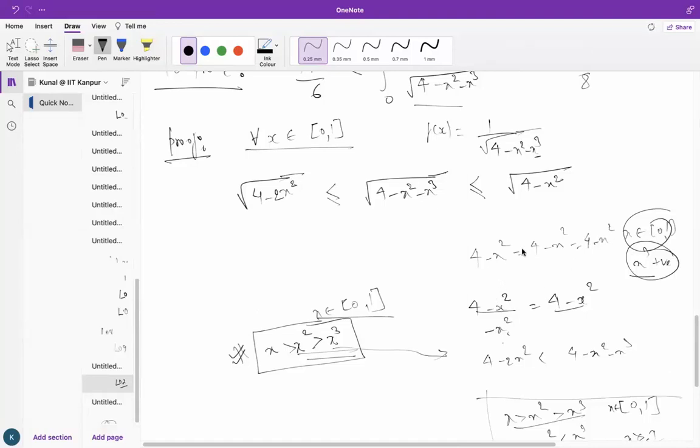Now what I'm doing here is just subtracting x³ from there and x² from there. Now we know that x² is greater than x³, so this value is less than this value, and this value we already proved is less than or equal to this value. So what we get from here is √(4 − 2x²) is less than or equal to √(4 − x² − x³), which is less than or equal to √(4 − x²). Simple manipulation we do here.